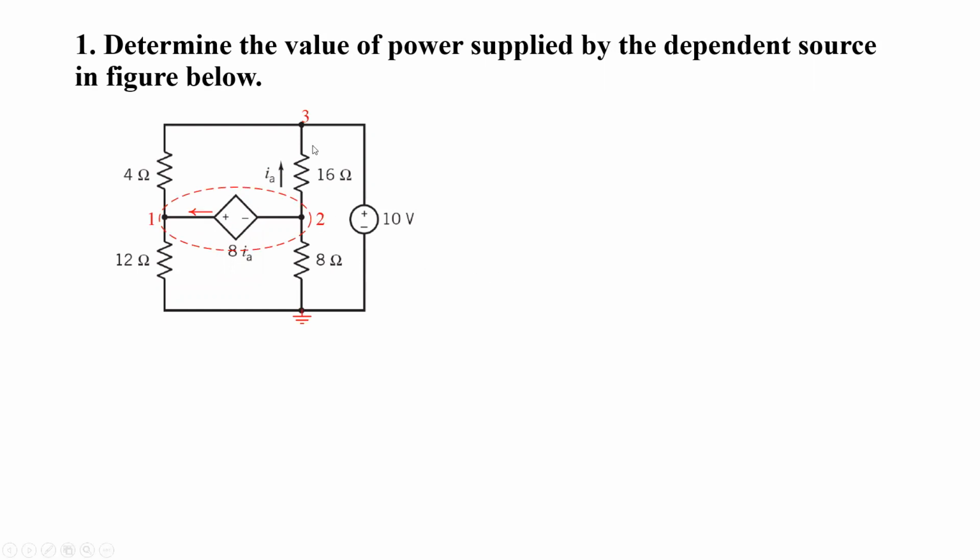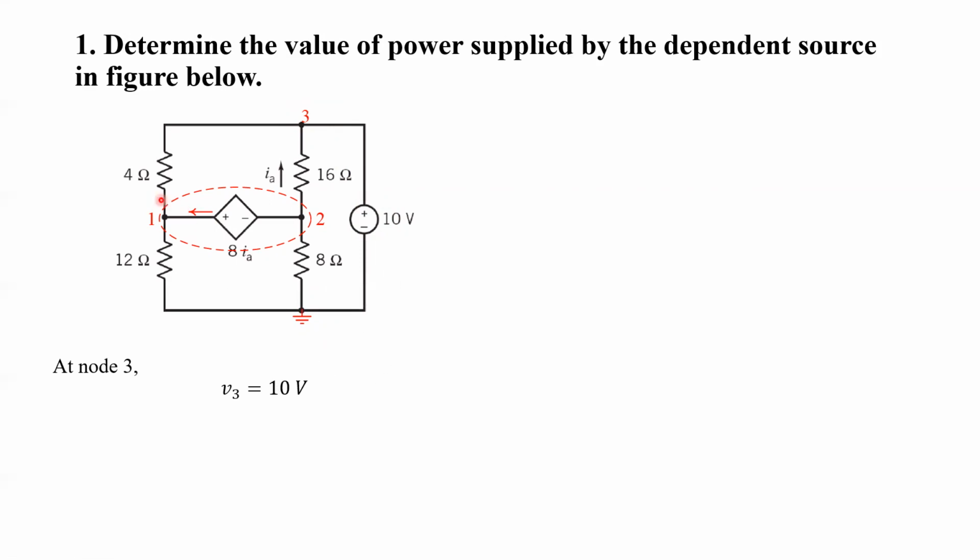While applying nodal analysis, I've created three nodes, 1, 2, and 3, and this node has been grounded, so its voltage is 0. We need to compute the current coming out of the positive terminal of this dependent source. So let's see node 3. Since node 3 is connected to the positive terminal of this 10-volt source and its negative terminal is grounded, we can easily write V3 equals 10.